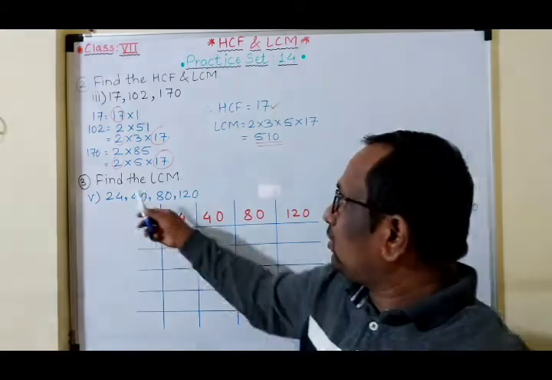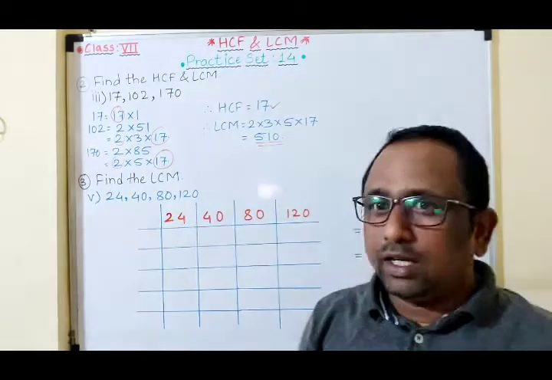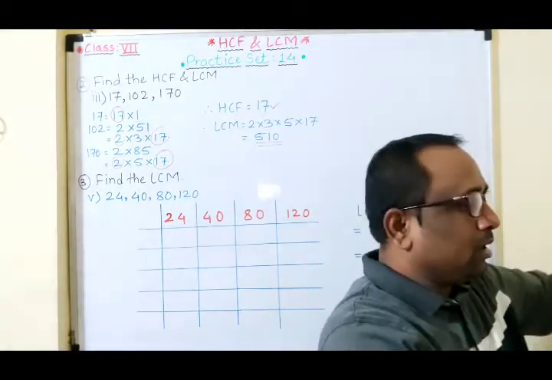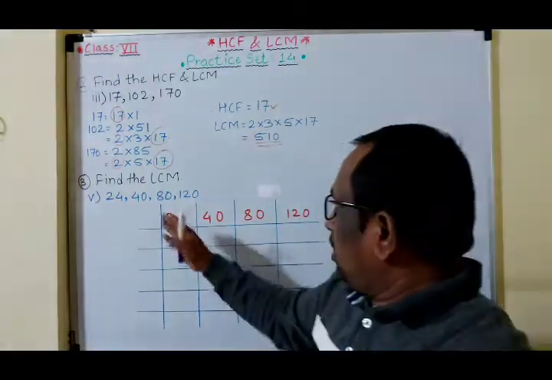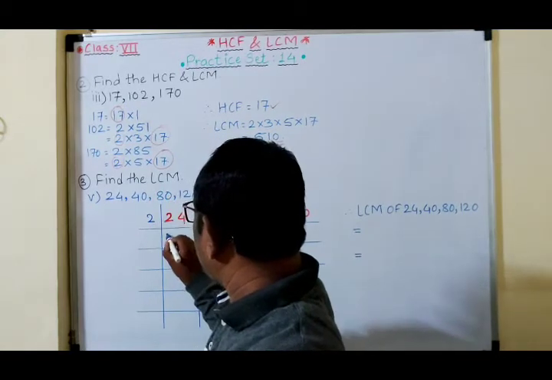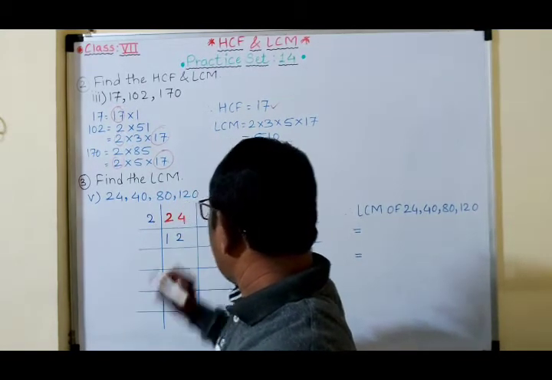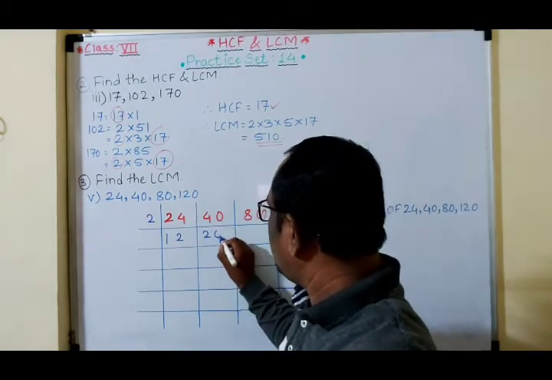Now the third question is to find the LCM. Here we have to find the LCM. So we'll start from 2 now. 2 1s are 2, 2 2s are 4, 2 2s are 4 and 0.